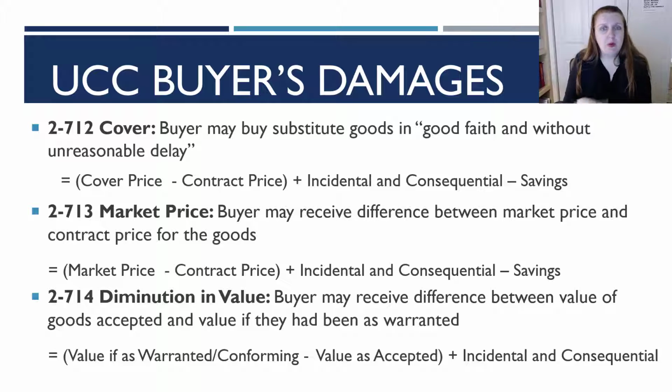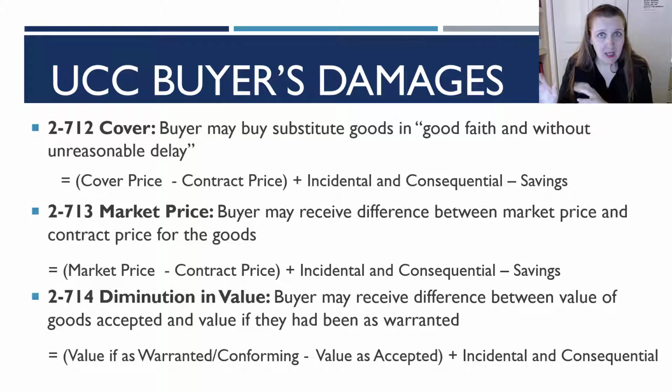So in good faith and without unreasonable delay, the buyer goes and buys substitute goods. The typical setup is that these goods end up costing more than what the buyer expected to pay under their original contract with the seller. And so the calculation ends up looking like the cover price, and cover is what this is called under the UCC. So cover, meaning the buyer has to go and find acceptable substitute goods. Cover price minus the contract price. And then incidental and consequential damages.